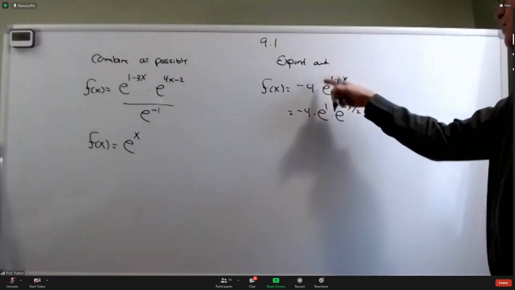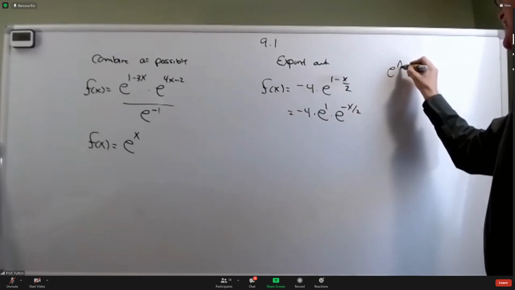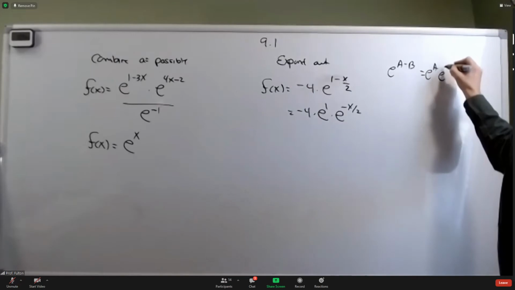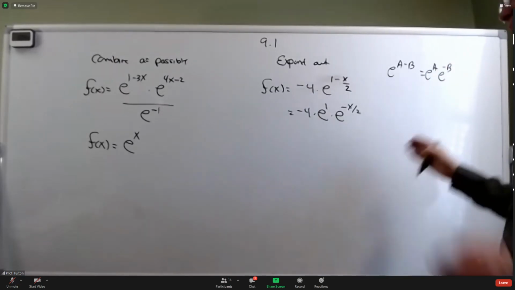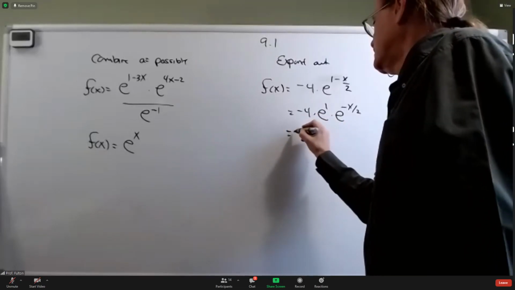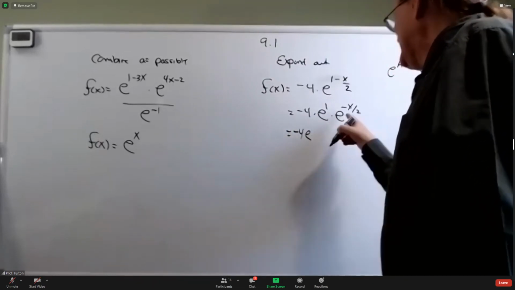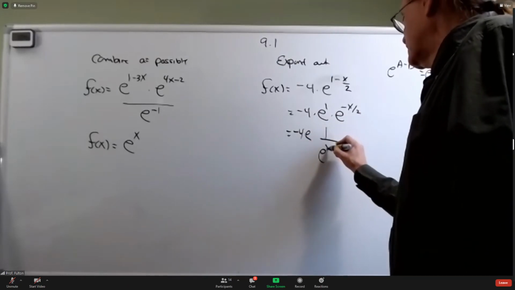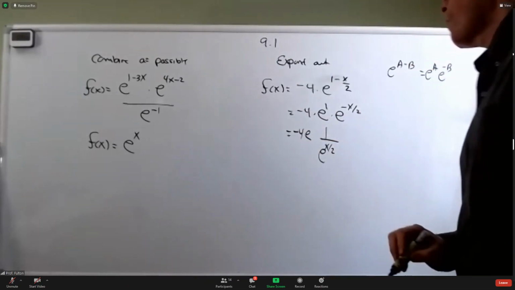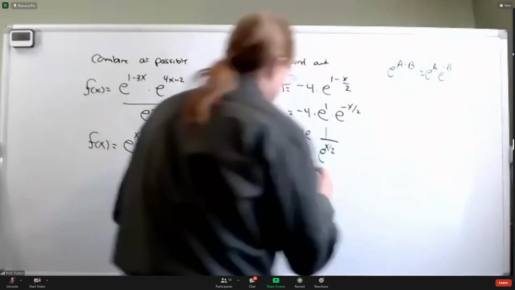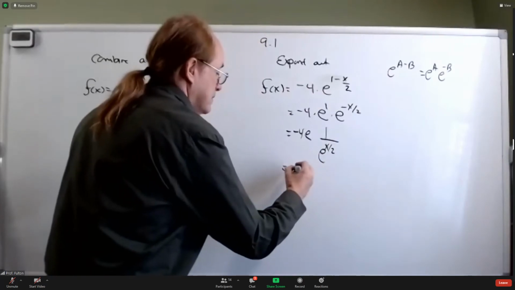That's what it means when I break the e to the a minus b into e to the a times e to the minus b. Property of exponents in reverse. e to the first is just e, so it's minus 4e. Negative exponents, I'm going to bring that down and make that a positive exponent. Then I'm going to factor out the 1/2 over here. So I can rewrite that as follows.